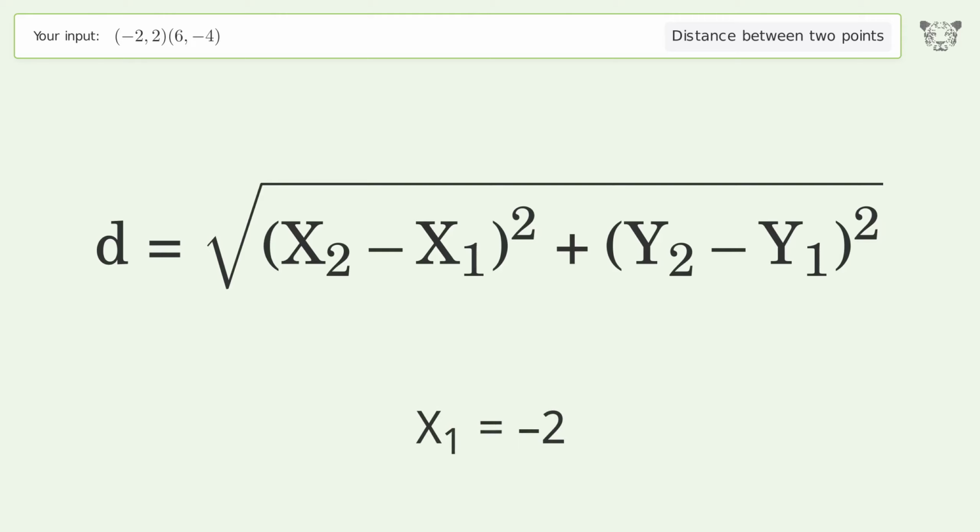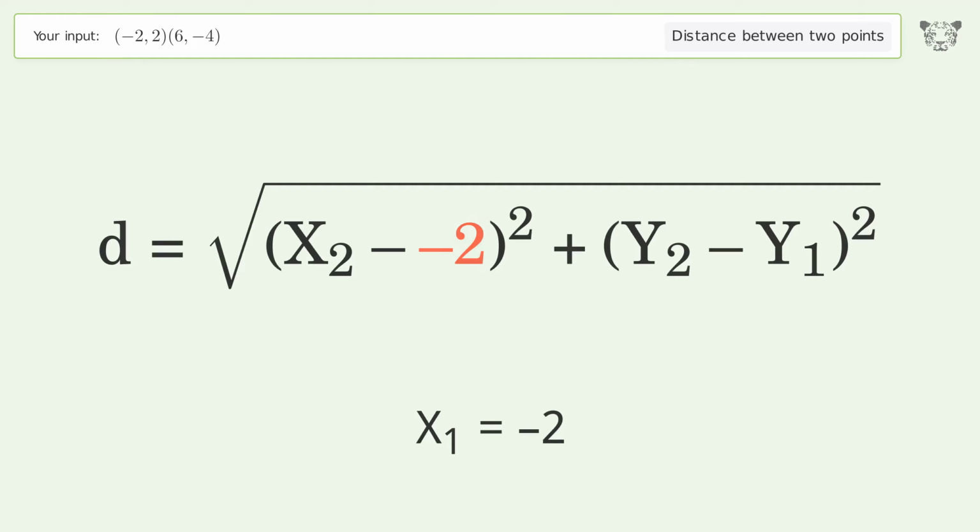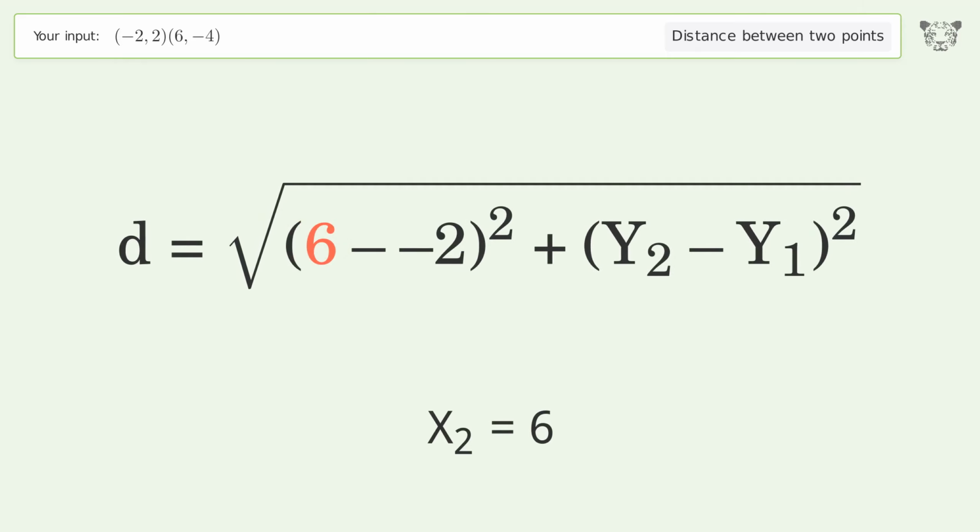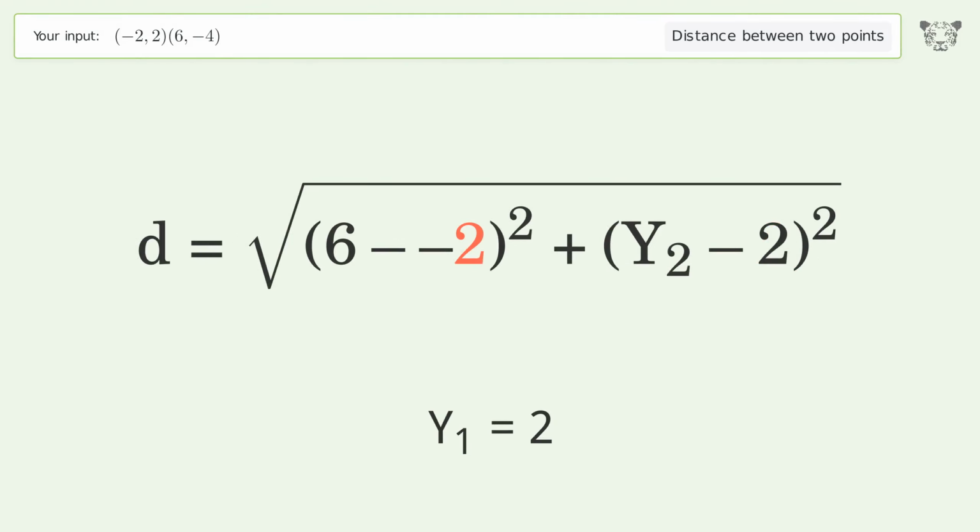x1 equals -2. x2 equals 6. y1 equals 2. y2 equals -4.